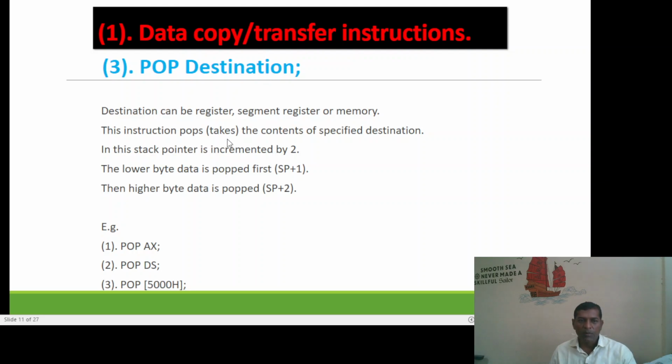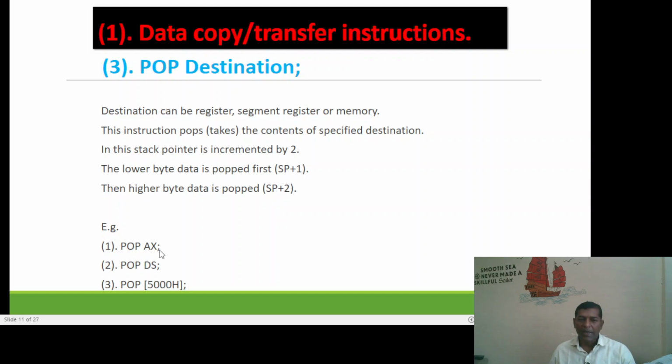This instruction pops the contents of the specified destination. In this, the stack pointer is incremented by 2. So whenever we move contents from the stack to the destination, the stack pointer will be incremented. First the lower data is popped and then the higher data. This time the stack pointer is to be incremented.